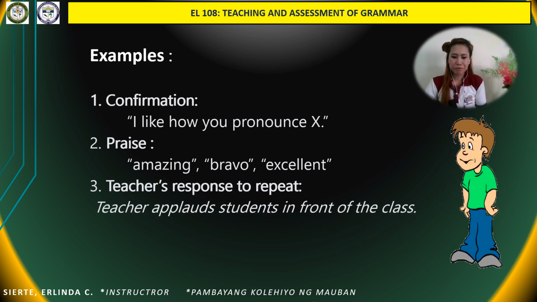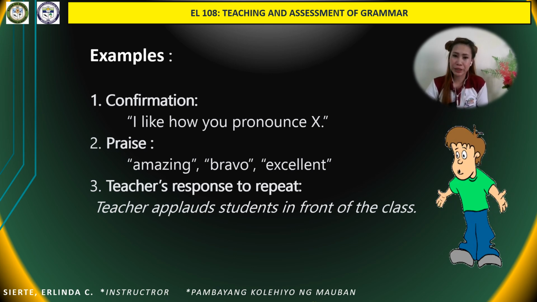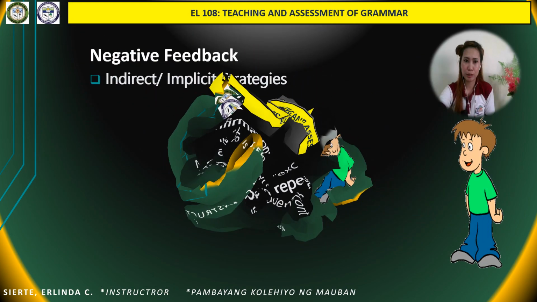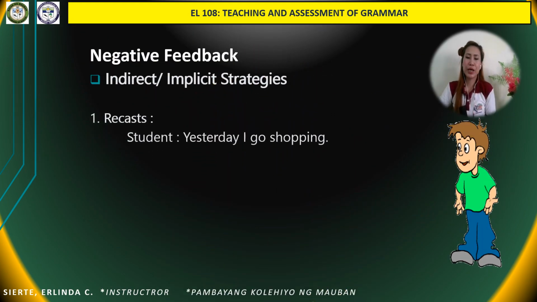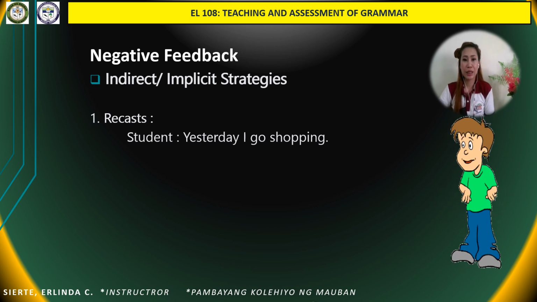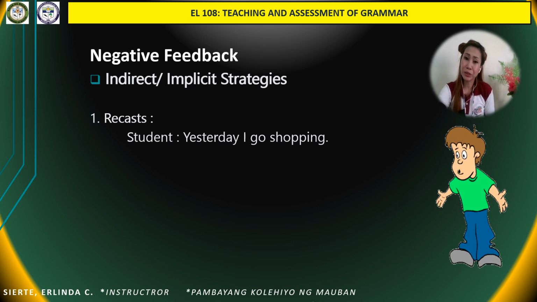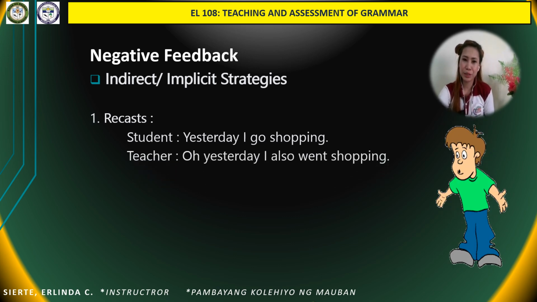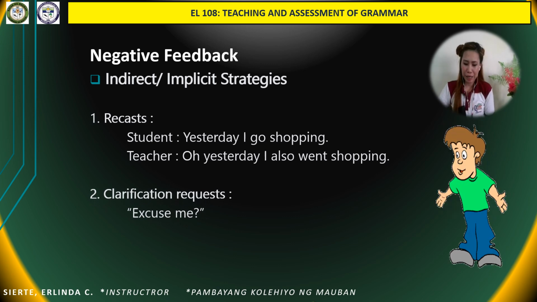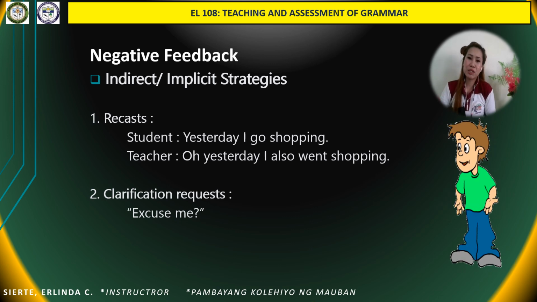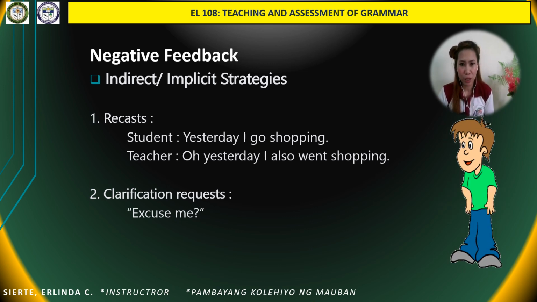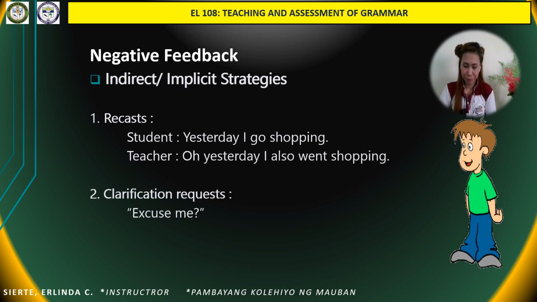So in number three, we have a teacher's request to repeat. For example, the teacher applauds his students in front of the class. We also have negative feedback, indirect and implicit strategies. So recasting, or recast. Student: yesterday I go shopping. The teacher: oh, yesterday I also went shopping. All right. And for clarification request, excuse me. Okay, so that is one thing, how we use those feedbacks.